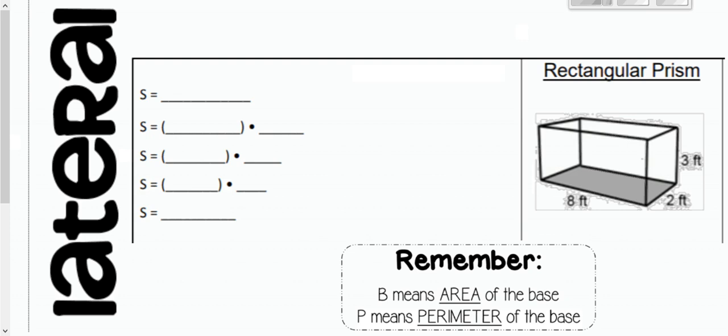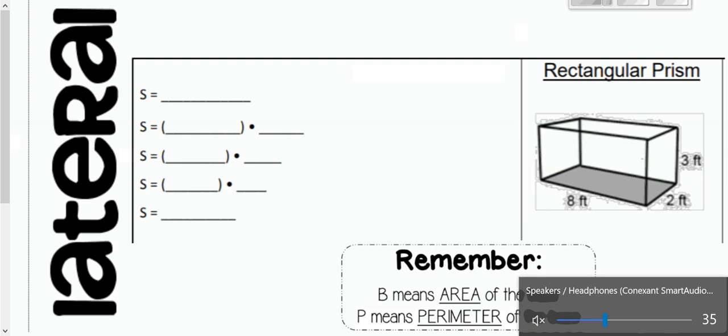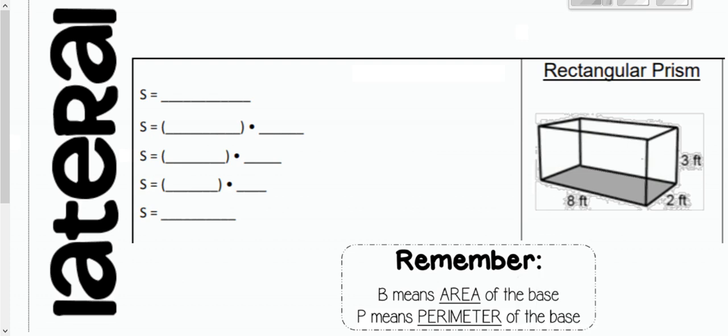Hi, this is Mrs. Fraser, and we are going to be going over surface area. We're going over lateral and total surface area of prisms.